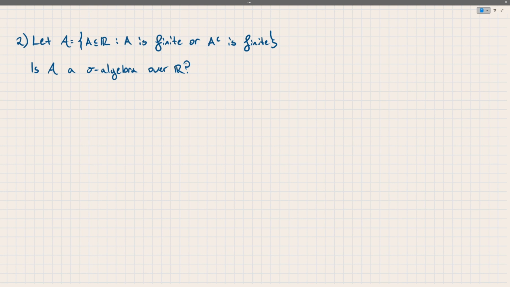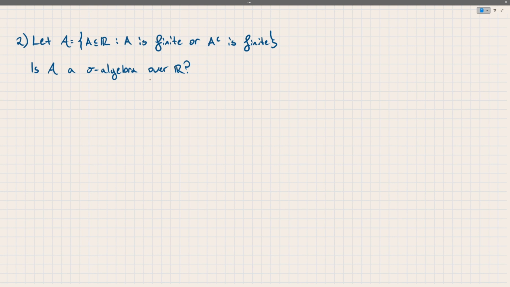Let's look at a second example of a collection of sets and ask ourselves if it's a sigma algebra. So I'm given the following collection of sets. Cursive A is equal to all subsets of R that are either finite or their complement in R is finite. Again, R right here denotes the real line. And so let's investigate: is this collection a sigma algebra over R?